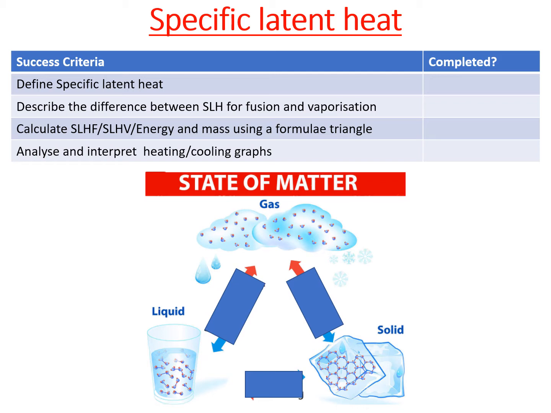Now, just as a quick starter, you've got the three states of matter: solid, liquids, and gases. A little bit of revision from last week, but what I'd like you to just remind yourself of is the terms that we use. For example, if a solid turns into a liquid, what do we call that process? Hopefully you should be saying melting. So just try and remember the different terms we use for when the states of matter turn into each other.